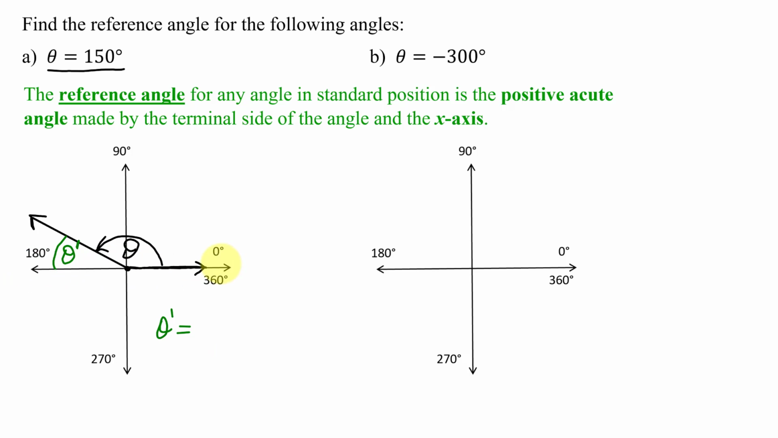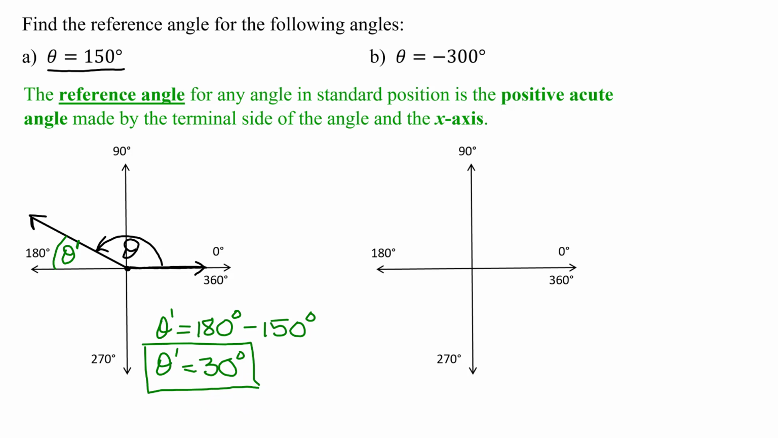Looking at this picture, we know that the reference angle plus the angle has to add up to 180 degrees. So my reference angle is just 180 degrees minus the given angle of 150 degrees. So then my reference angle is 180 minus 150, which is 30 degrees.